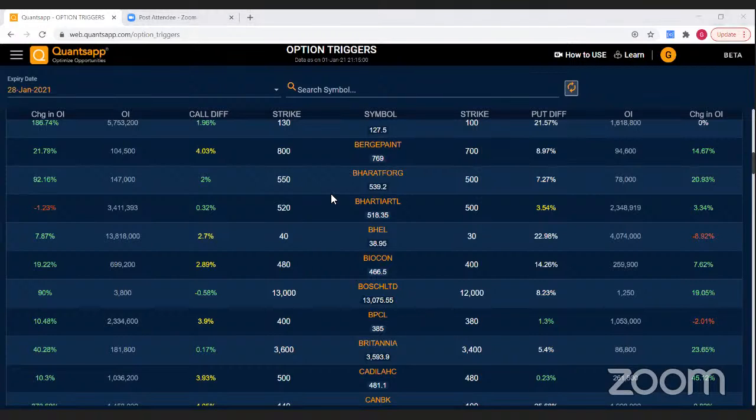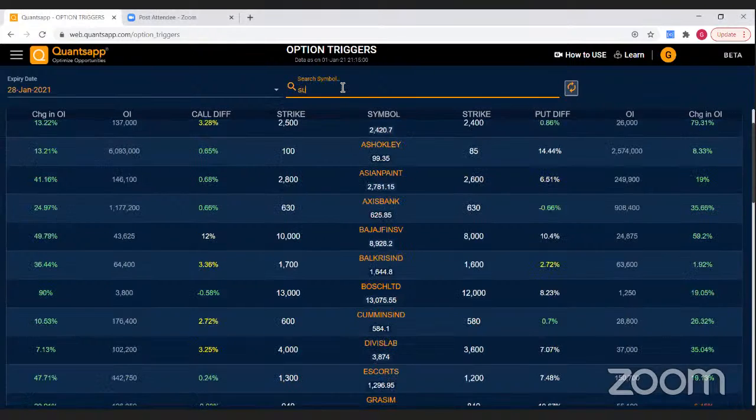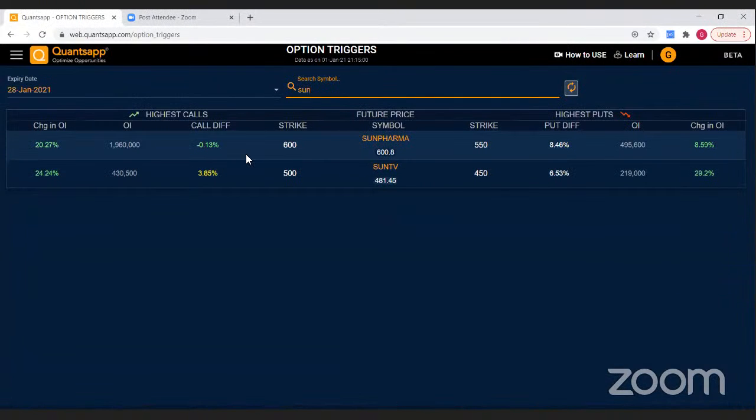It is giving me a clear idea. As we saw with Sun Pharma, Sun Pharma was trading at 608. The highest call is also at 600. So I can say that at this particular level, the OI increase was huge. We saw an OI increase of around 20% in that particular day.